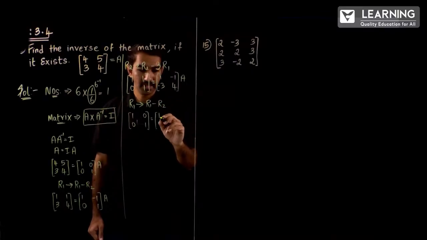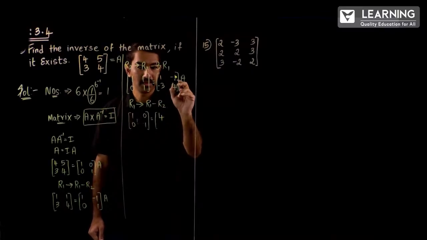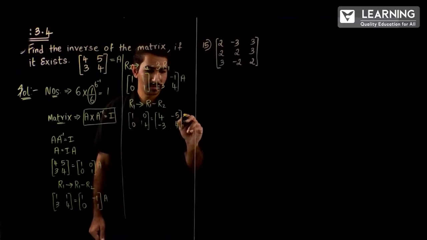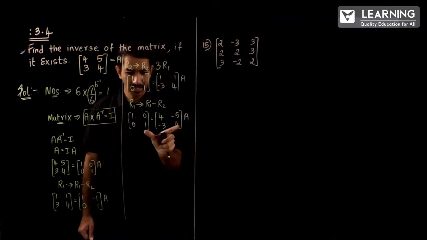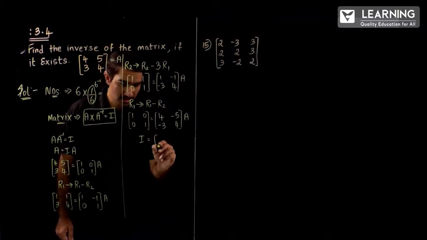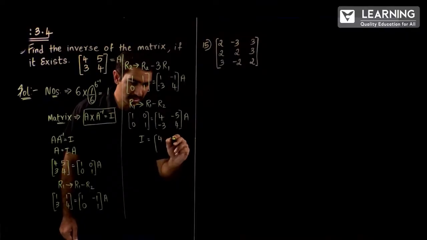So that will become 1 plus 3, that is equal to 4. Same thing, minus 1, minus 4, minus 5, R2 as it is, minus 3 and 4. This will be our A. Now rewrite the students. This can be written as what? I equals 4 minus 5 minus 3 and 4 into A.